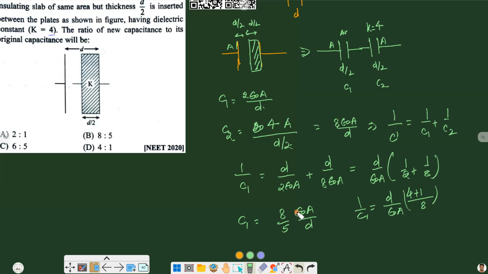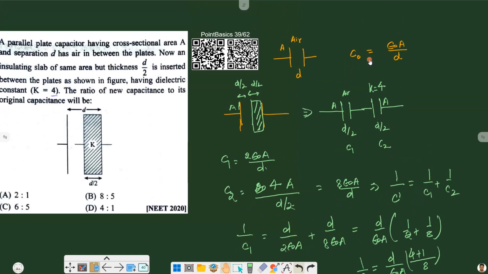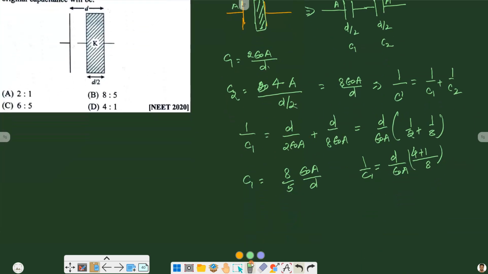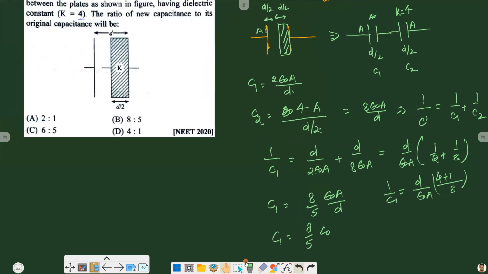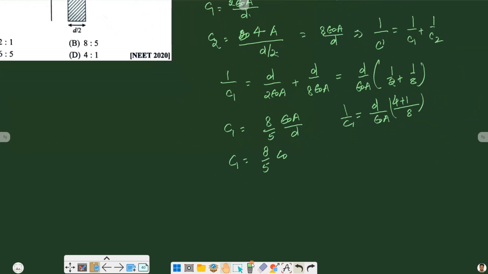And if we compare this value with the value with which we started, epsilon node A by D is equal to C node. So C dash is equal to 8 by 5 of C node. And what we have to find is the ratio of new capacitance to original capacitance. So C dash by C node will be 8 to 5, and option B matches the answer. Moving to the next question.